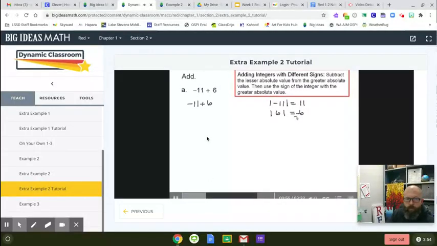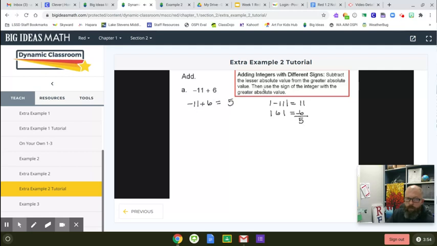Then we use the sign of the integer with the greater absolute value. So 11 is greater than 6, and in our problem, 11 is negative. So we add a negative sign to our answer. So negative 11 plus 6 is negative 5. Let's try another example. We have 12 plus negative 5.